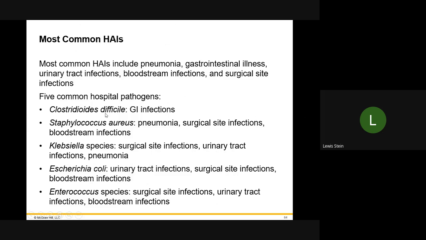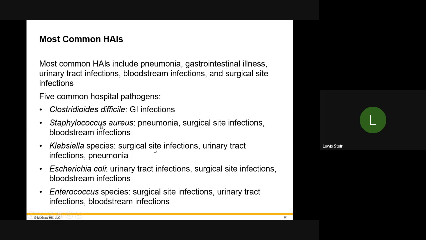C. diff. Everybody has heard about that. That's related almost exclusively to broad spectrum antibiotics, which we'll get into at length. And the trouble is, once you have it, it's very difficult to get rid of without a relatively long course of antibiotics. And it's easy to spread because it's a diarrheal-based disease.